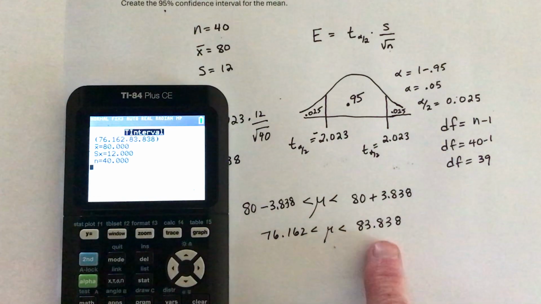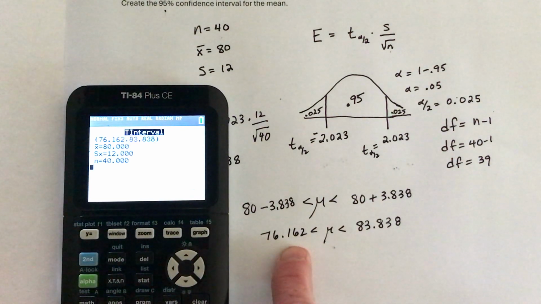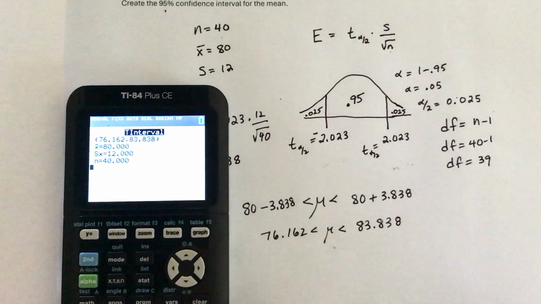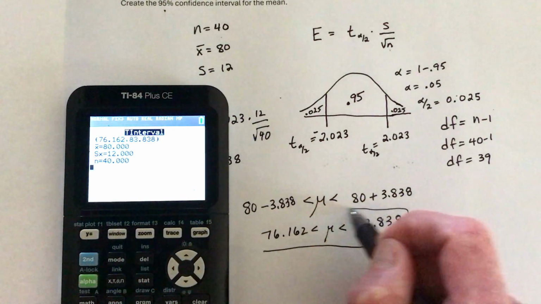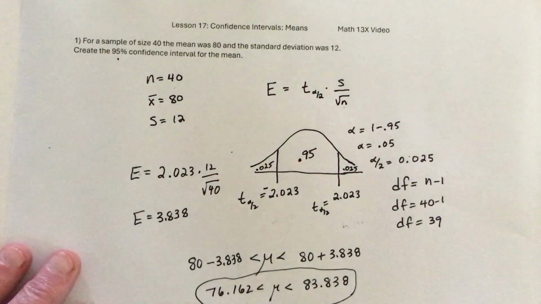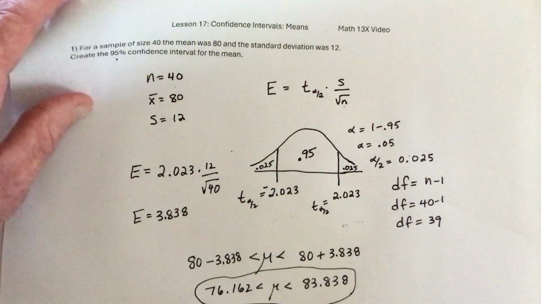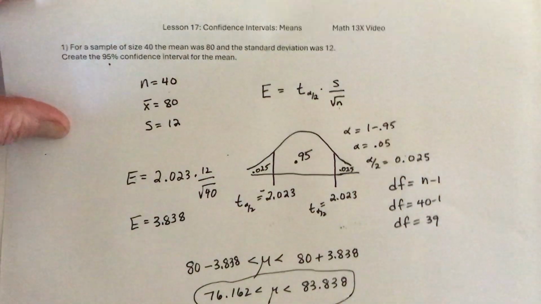And on the right, it says the exact same thing, 83.838. And on the left, it says the exact same thing. So now I can even circle my answer. All right, like I said, one time I'm going to use the formula. And then for the other two examples, I'm going to use the calculator.